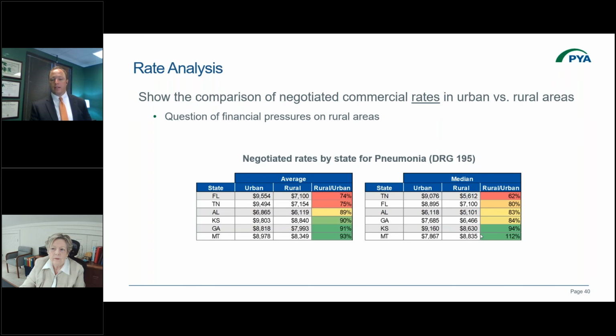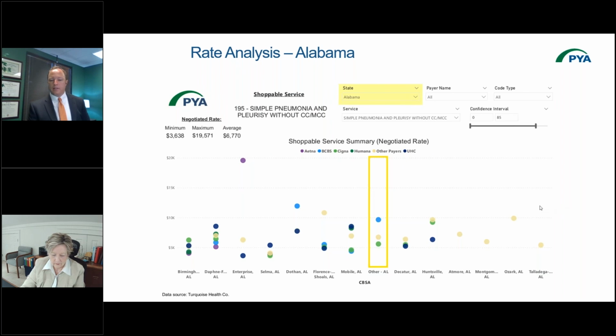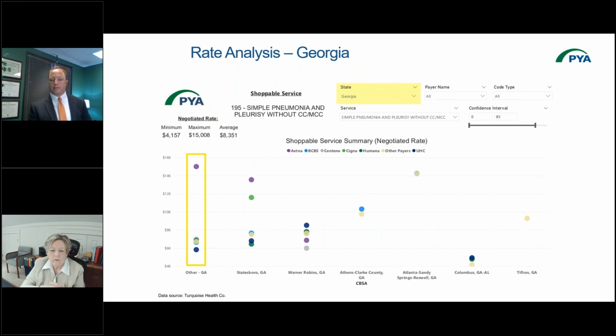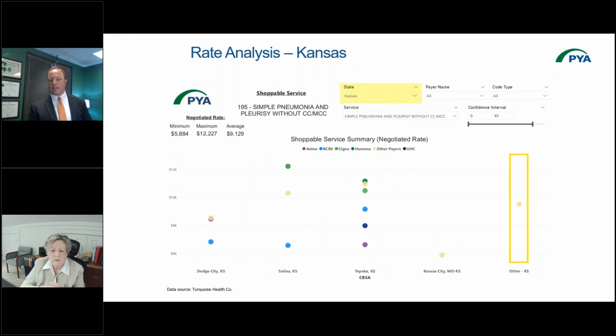Great point. And here we're showing the median for the same DRG. And here, as Kathy mentioned, for other, we're showing the rural areas that are not defined within a core-based statistical area. So you can see that they're added to the following dashboards for the same states.